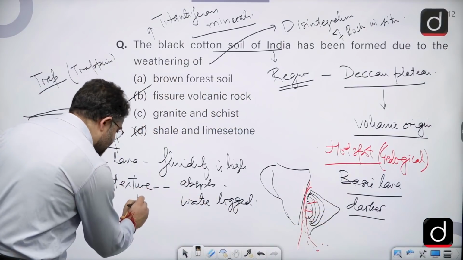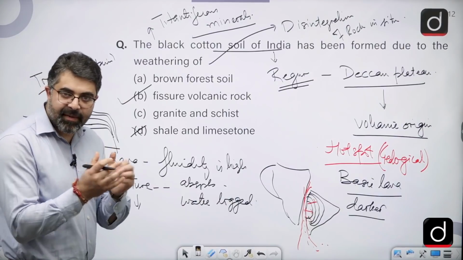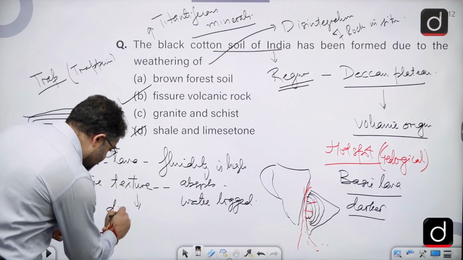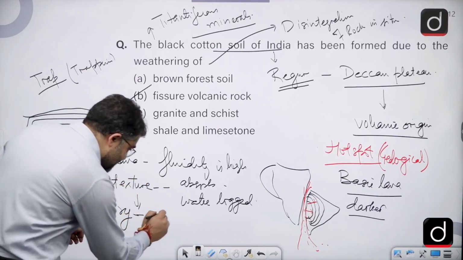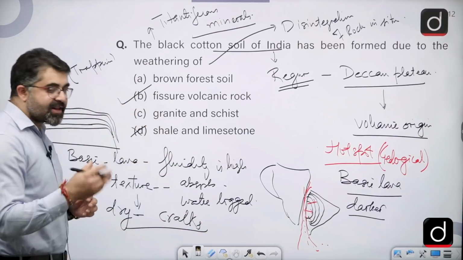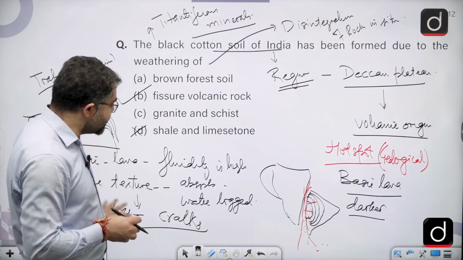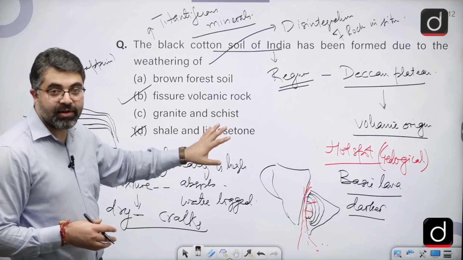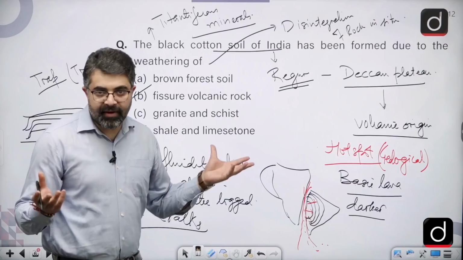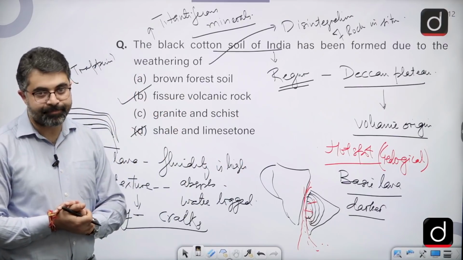So this is again a feature: because it is fine texture, when there's rainfall, it becomes quite sticky, it becomes waterlogged, it's full of water, and at the same time it becomes dry. When it is dry, it can develop cracks. So there are cracks when it is dry, and it becomes waterlogged when it is wet. So these are some features associated with black cotton soil. So why is it important for cotton? Why is it black? And we can easily understand that it is from fissure volcanic rocks.